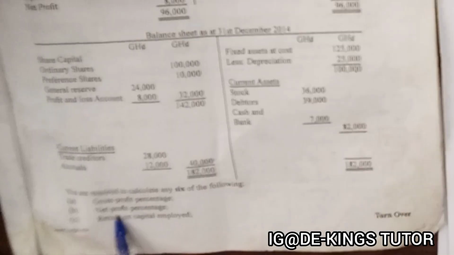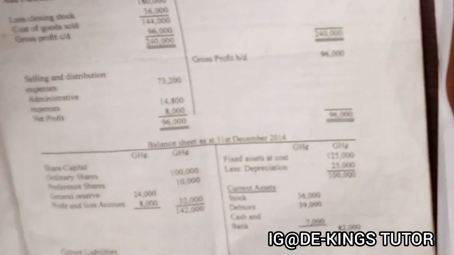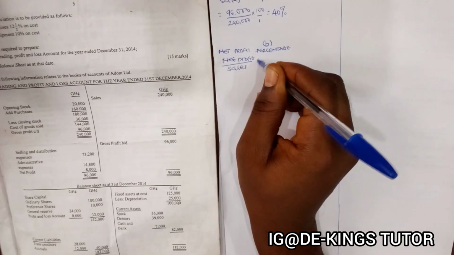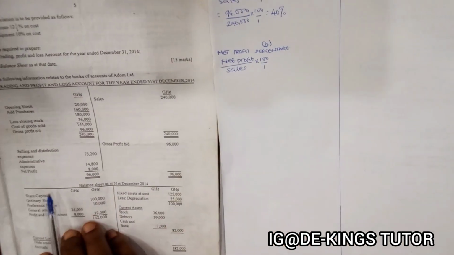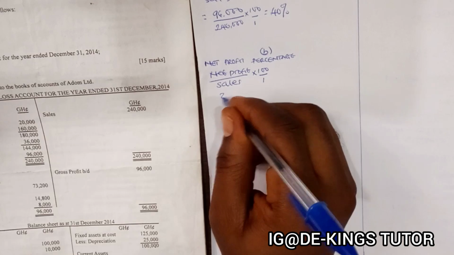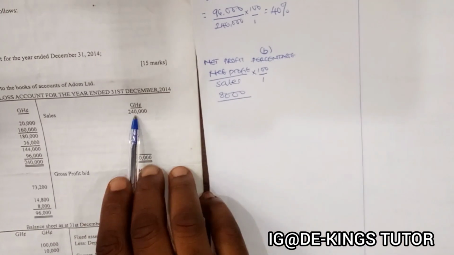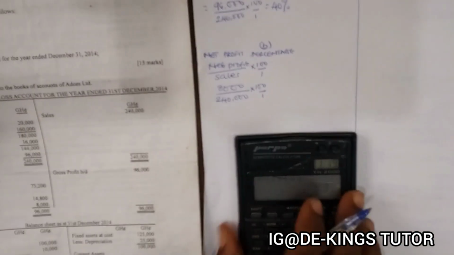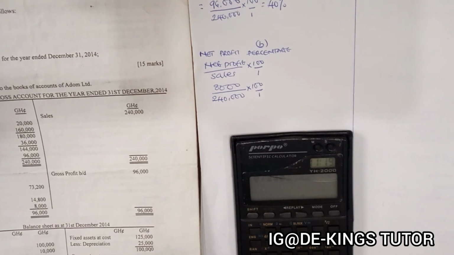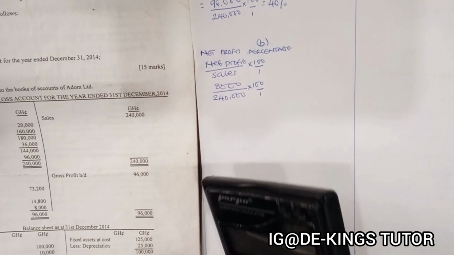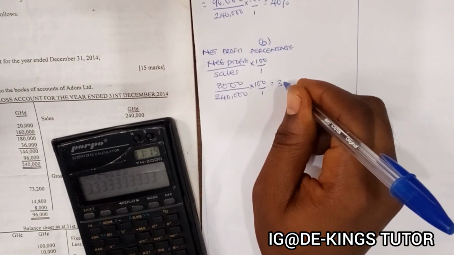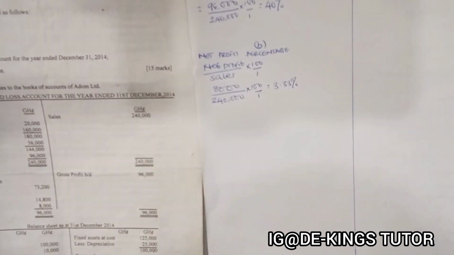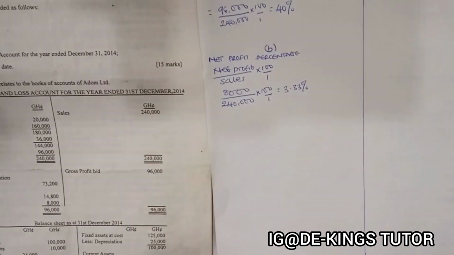The second one is the net profit percentage. Net profit percentage is the same thing as net profit over sales times 100 over 1. So we're going to check here, because the net profit is 8,000. That's 8,000 over our sales, which is still 240,000, times 100 over 1. So we now have 8,000 divided by 240 times 100 over 1. That is 3.33%. So that's the second one.